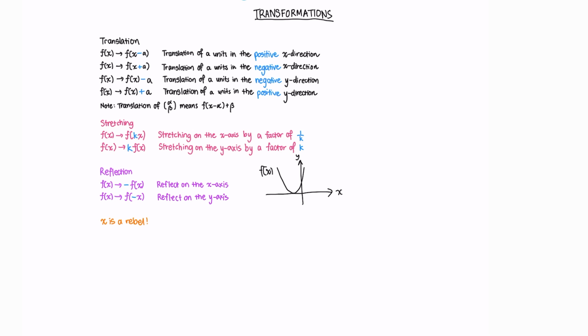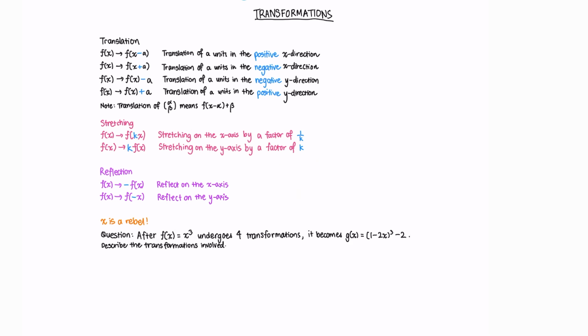Let's say that our y-axis is here. A reflection on the y-axis will just be reflecting all the points on the y-axis. So these points over here get reflected to those points. These points all over here will be reflected to here.